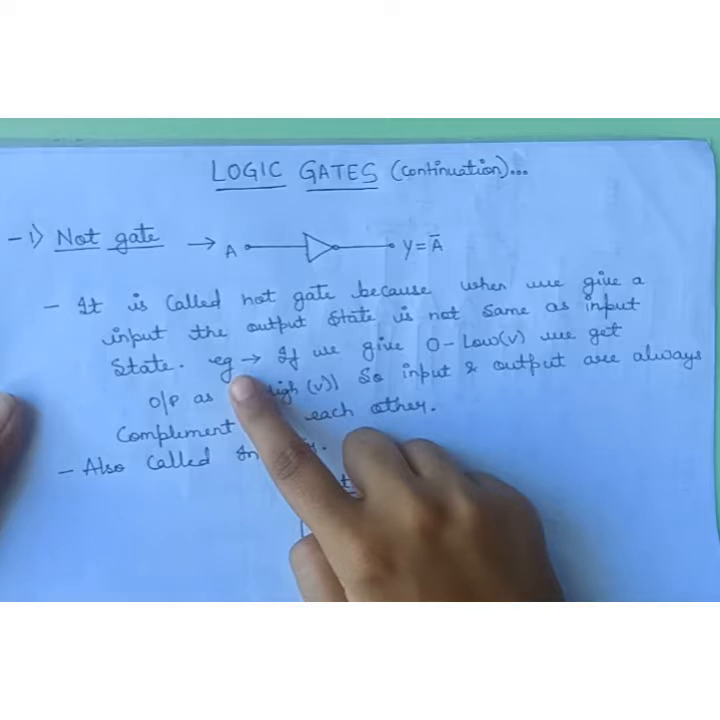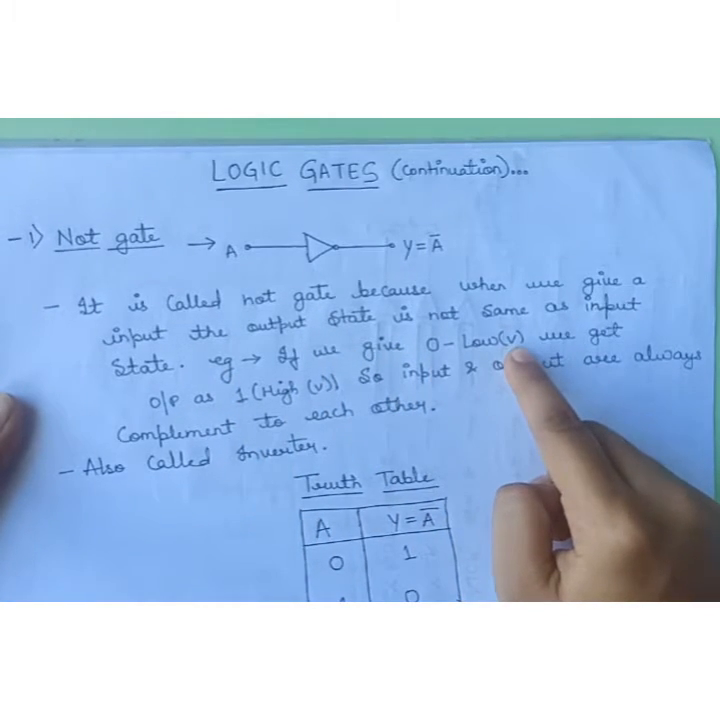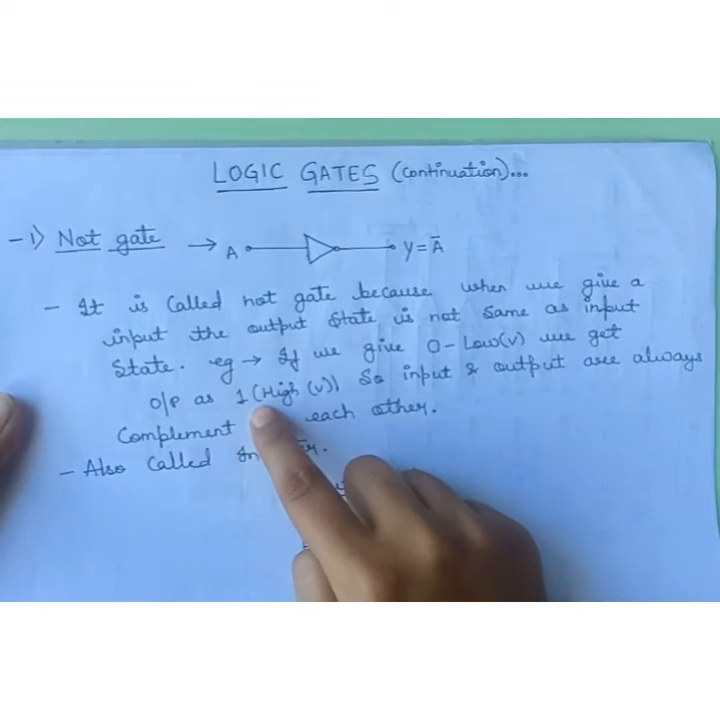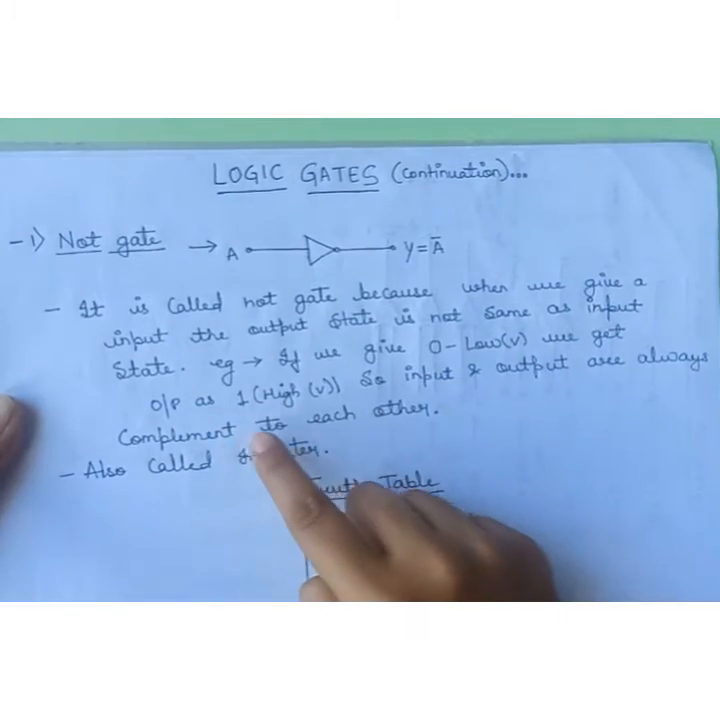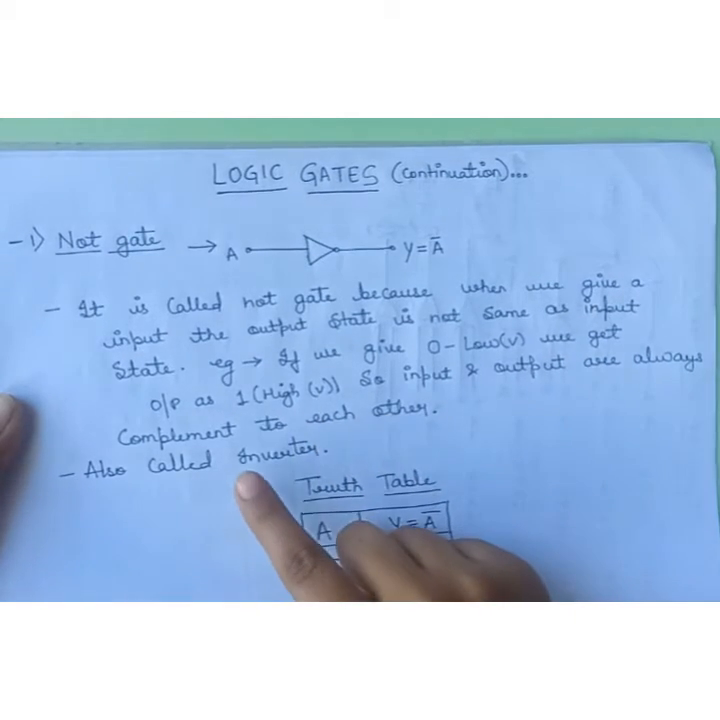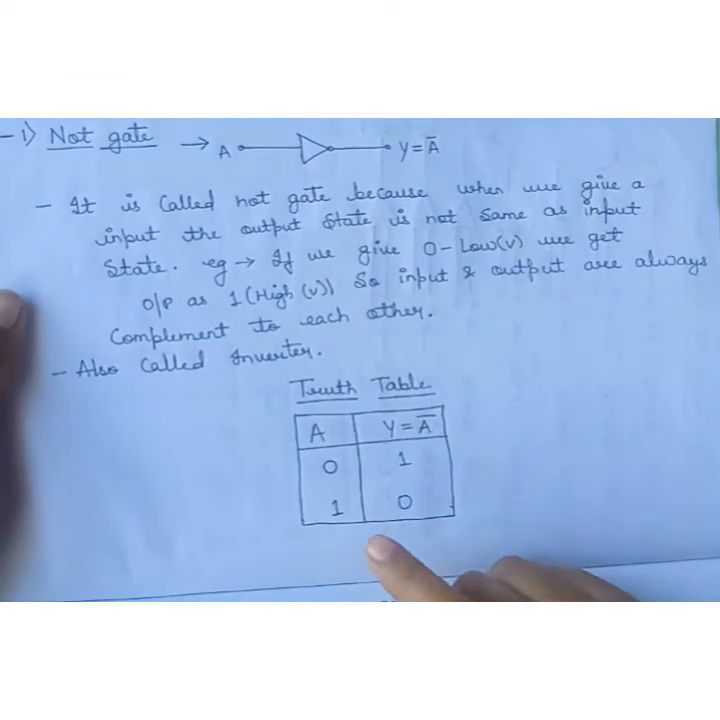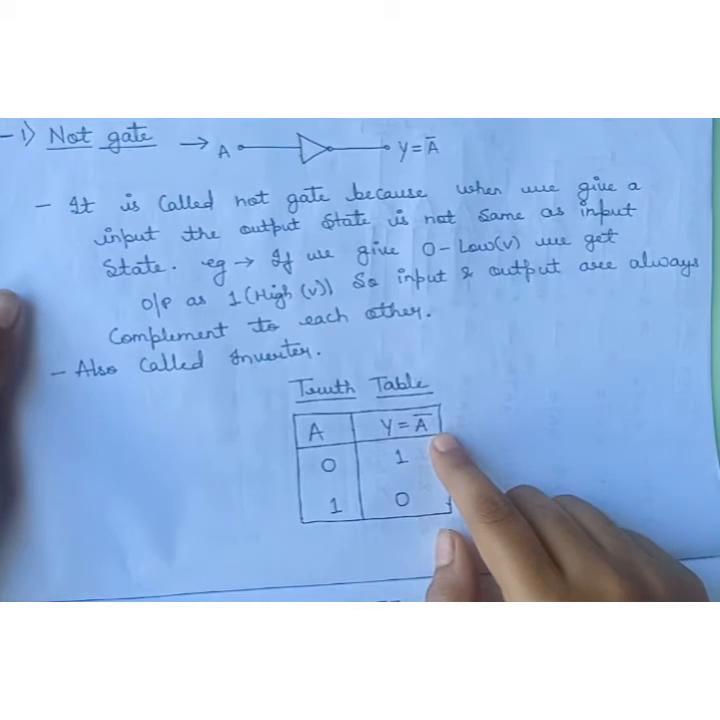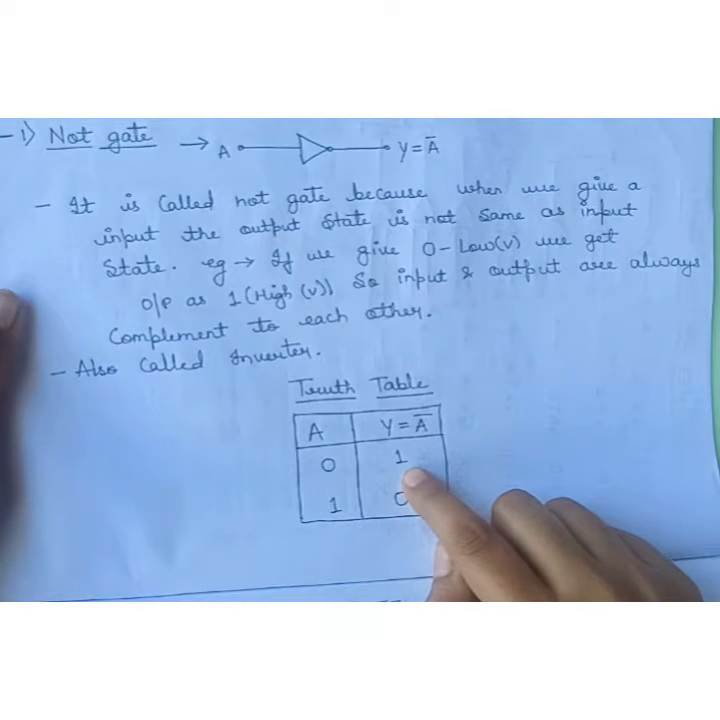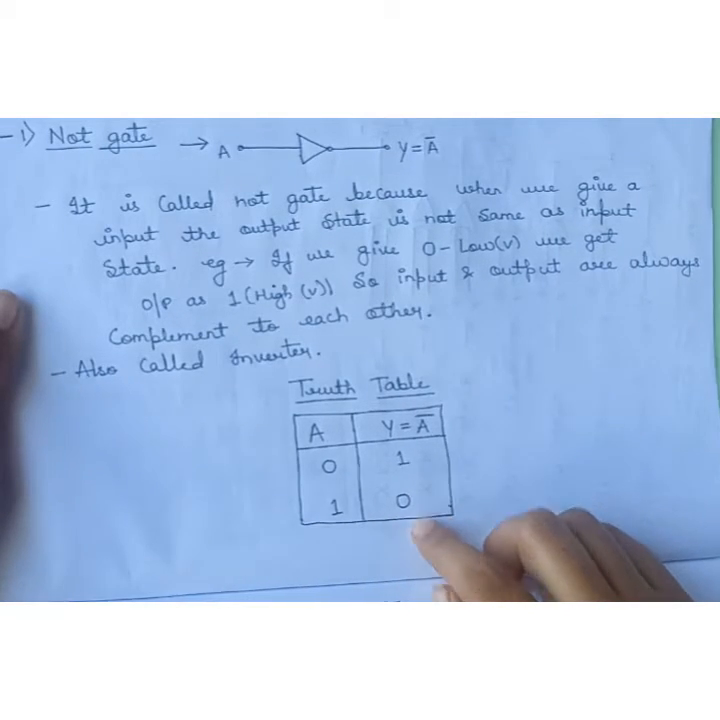So let's understand this through an example. If we give 0, that is low voltage, we get the output as high voltage, that is 1. So input and output are always complement to each other. Hence this gate is also known as inverter. So this is the truth table of NOT gate. First, if we give input as 0, then we get its complement as output, that is 1. If we give input as 1, we get output as 0.